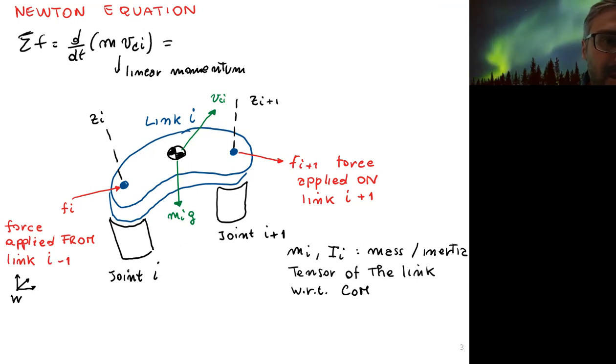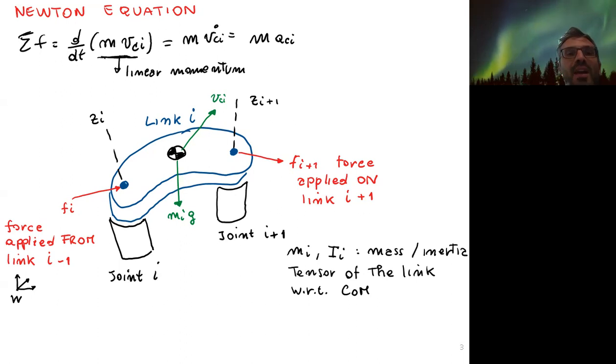Since the mass is constant, we take it out from the derivative and we get m v_ci dot, that is the usual form of the Newton law. We use this formulation because we will see that it will make sense in the angular case.